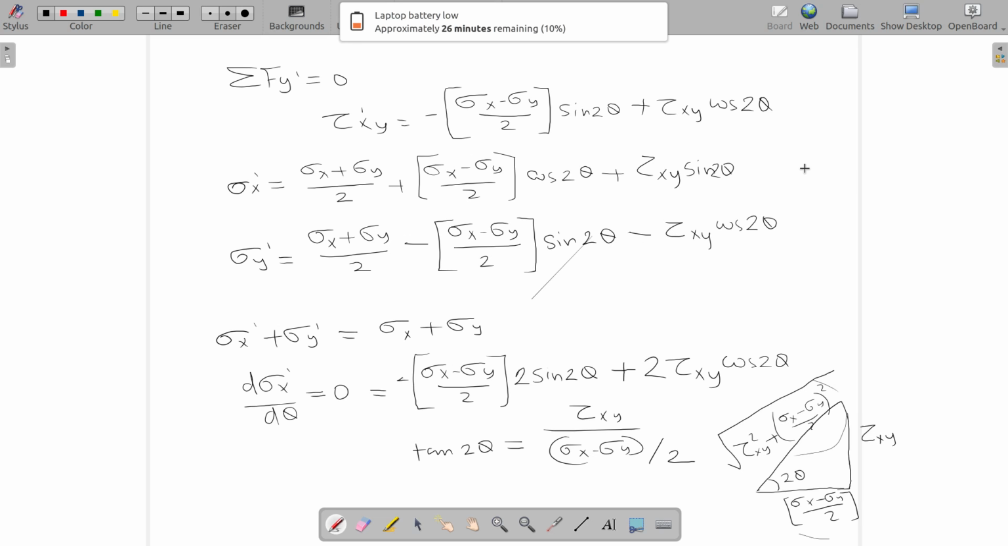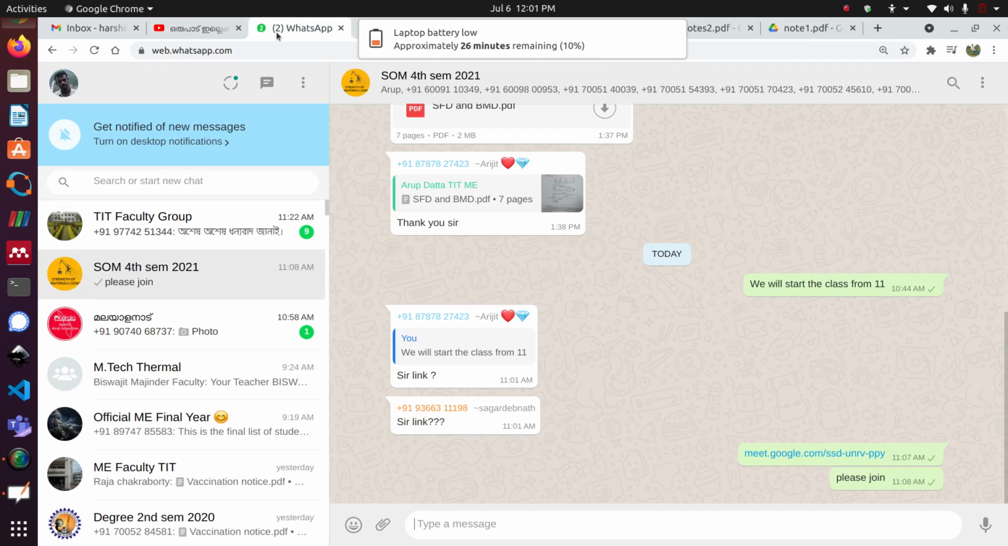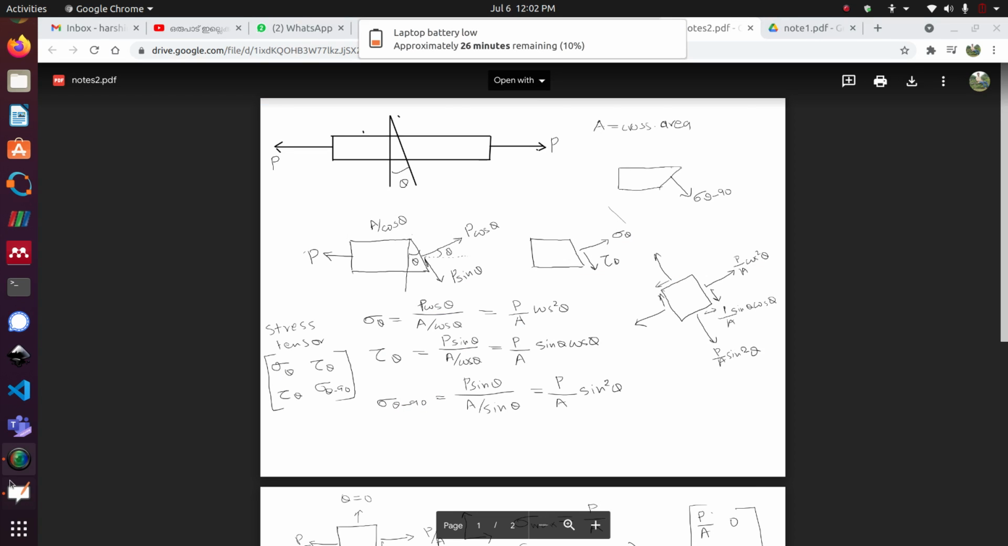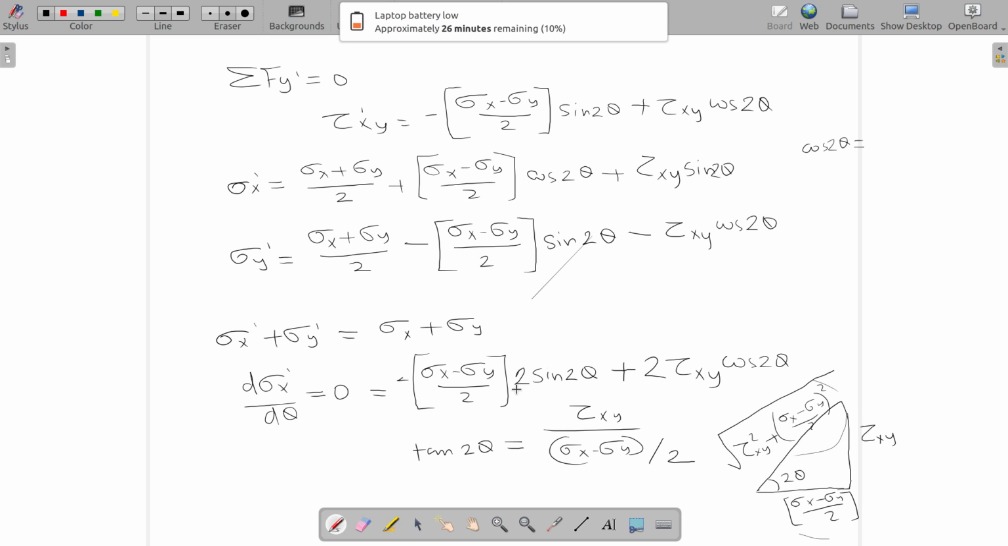I'll just write down the value of cos 2 theta and sin 2 theta here. You can do the substitution later. I think it's time for you, right? 12. You have a class at 12? Yes, sir. Okay. So I'll stop here.